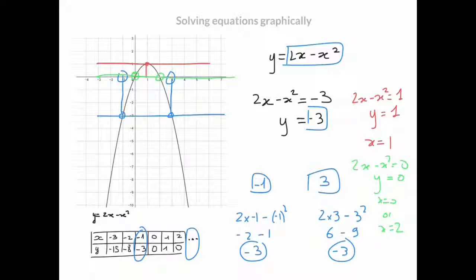I hope this helps you understand a little bit more about how to solve equations graphically, and if you want to learn about solving more complex equations graphically, you can watch the next episodes.